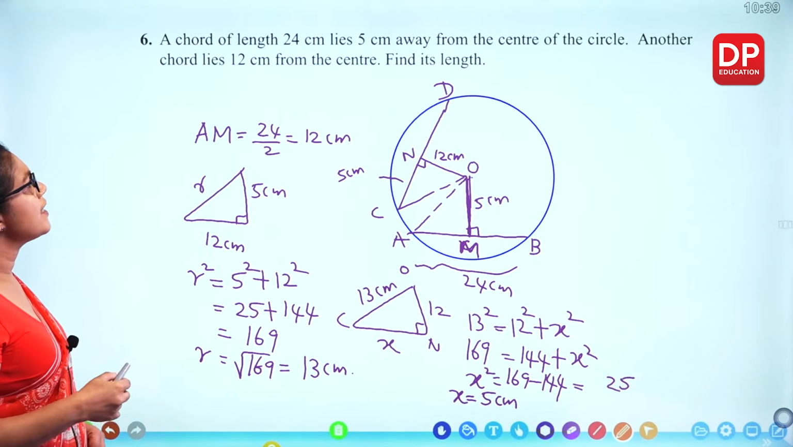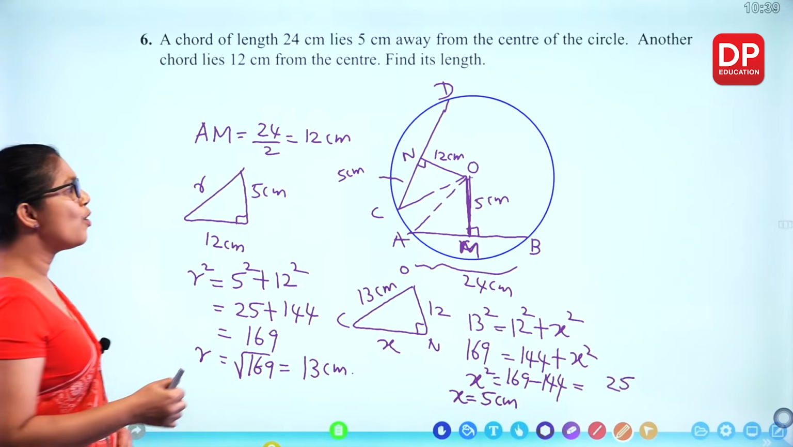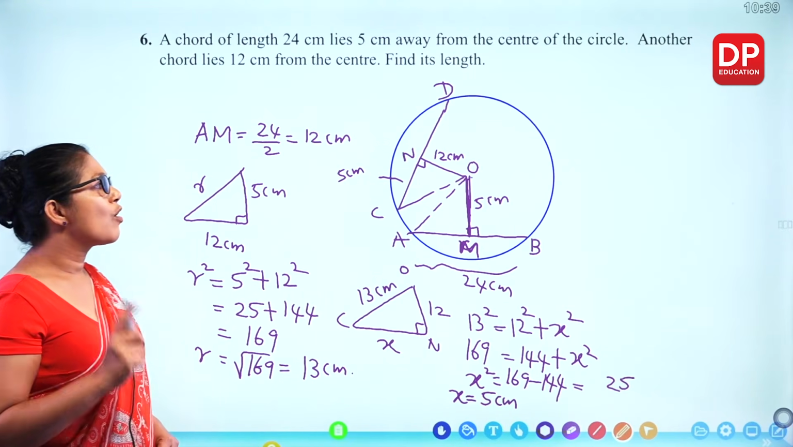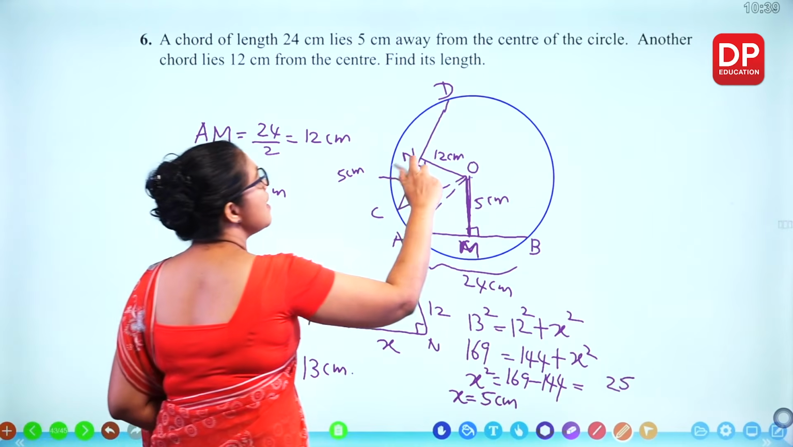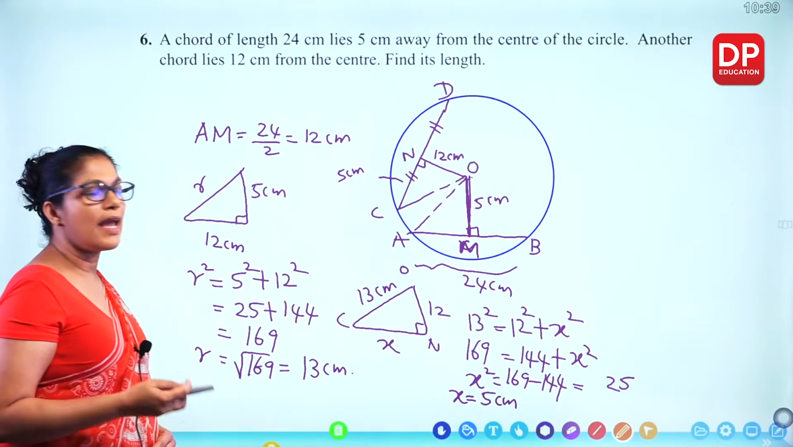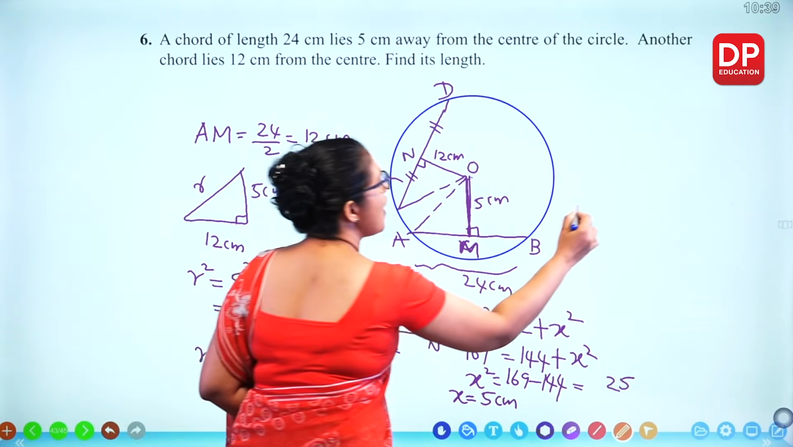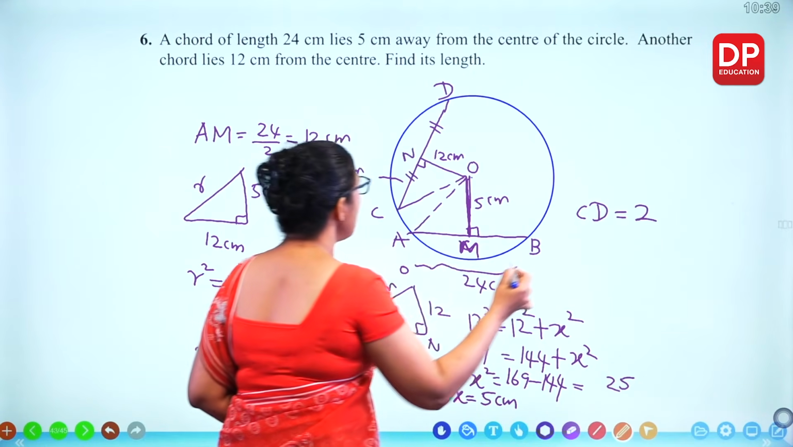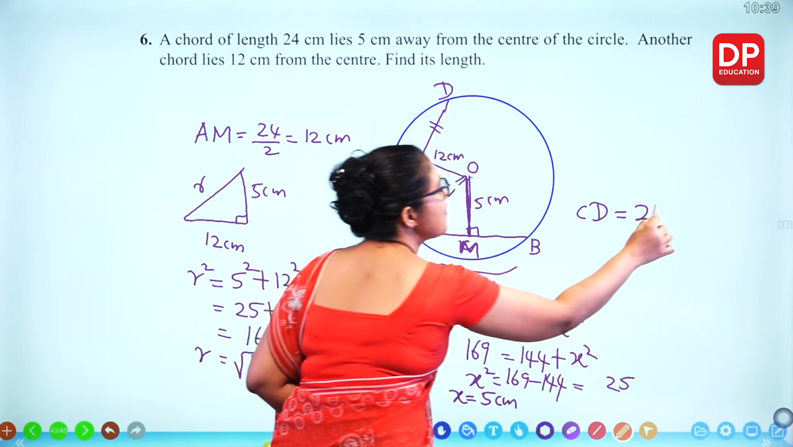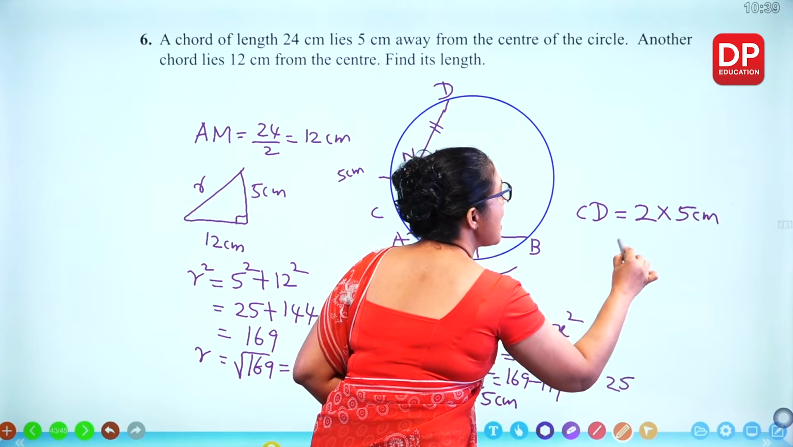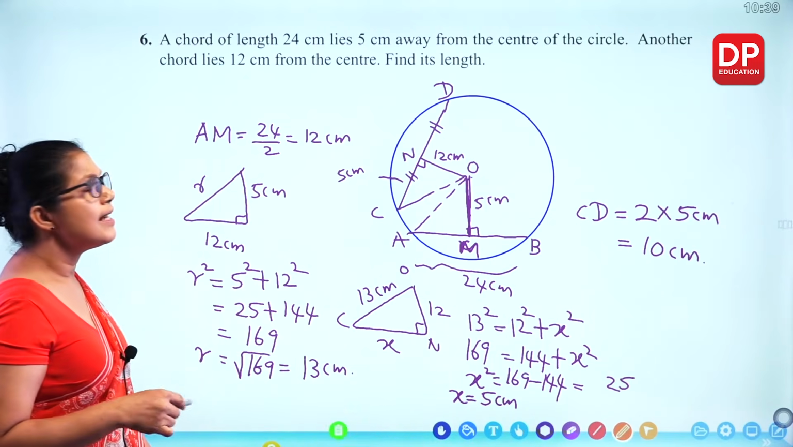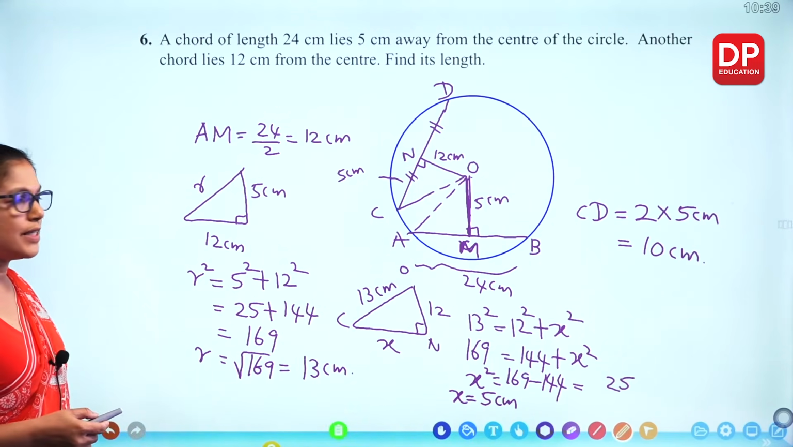Now how can we find out the length of CD? We know when you draw a perpendicular from the center to the chord, it bisects. So that means this length is equal to this length. When you double that, you get the length CD. So how do you find the length CD? Double of CN. So what is CN here? We found that's 5 centimeters. So 2 times 5 centimeters, you get 10 centimeters as the length of the other chord.